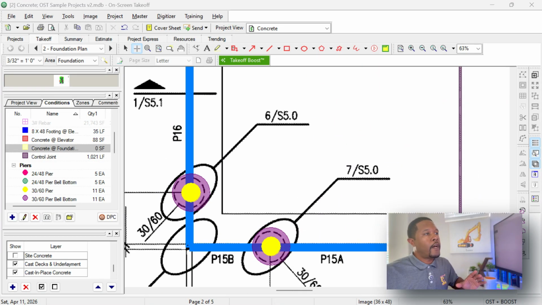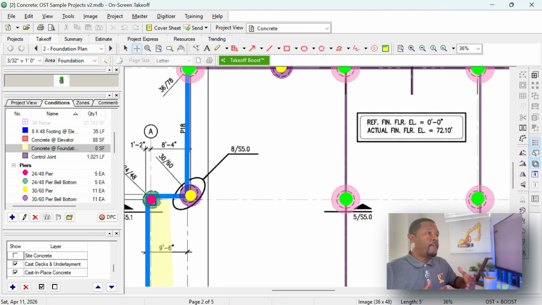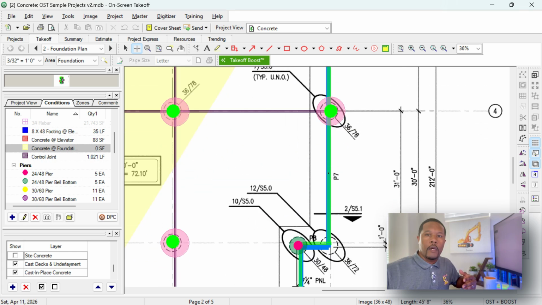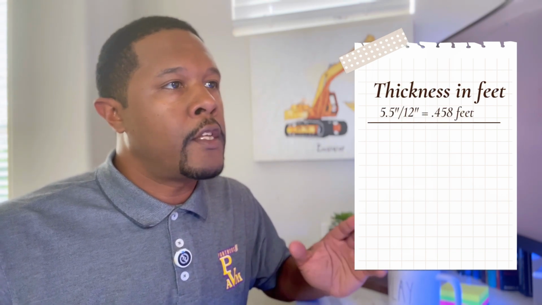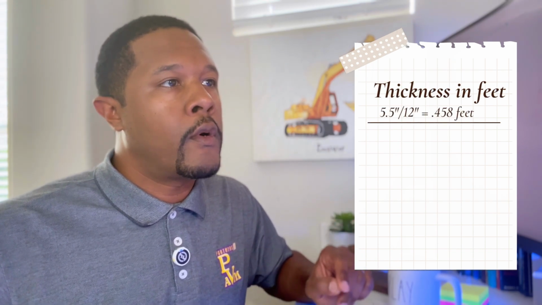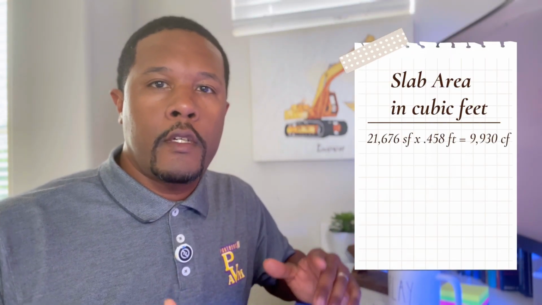Now, we've already quantified the slab on grade in on-screen takeoff, but if you were doing this manually, it helps to say how we would convert this into cubic yards so that we can quantify our concrete. So 5.5 inches divided by 12 is going to get you 0.458 feet. That's how much your thickness is. So now all we do is multiply that times our square footage, the 21,676, multiply that times 0.458, and we're going to get roughly 9,930 cubic feet.